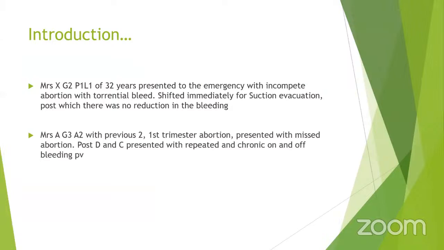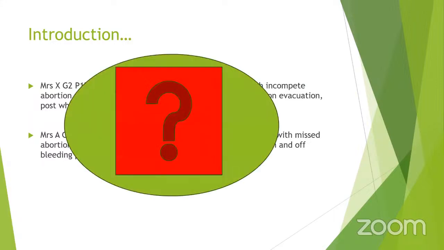And the second case is Mrs. Y, gravida 3 abortion 2, with previous 2 first trimester abortions, presented with missed abortion, post DNC, presented with repeated and chronic on and off bleeding per vaginum. So what could be the differential diagnosis?